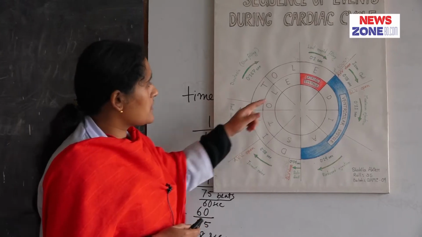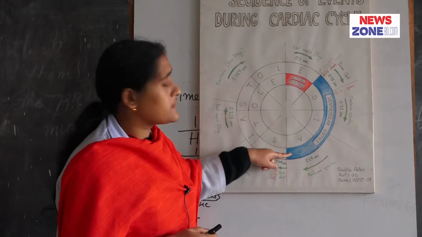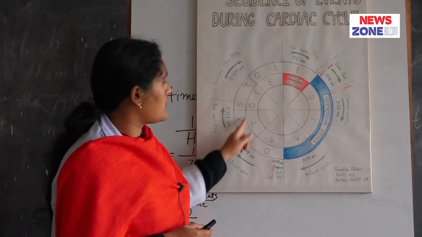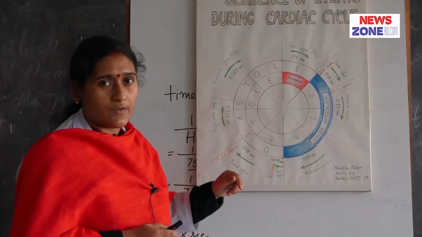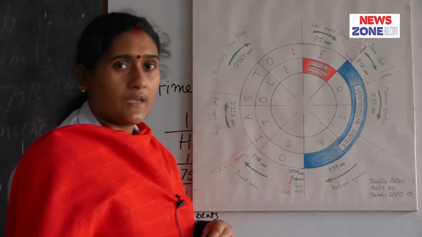In case of ventricular systole, the duration of ventricular systole is 0.3 second, and the duration of ventricular diastole is 0.5 second. So, 0.3 plus 0.5 is 0.8 second. So, cardiac cycle time is 0.8 second.